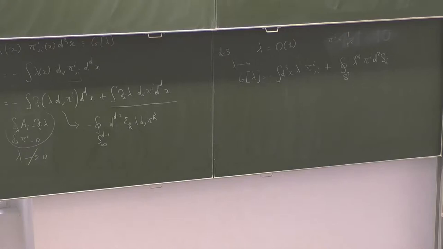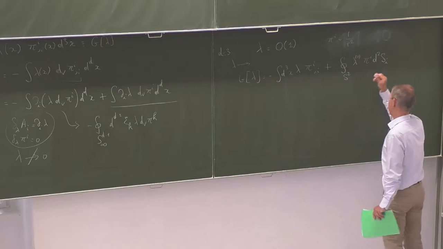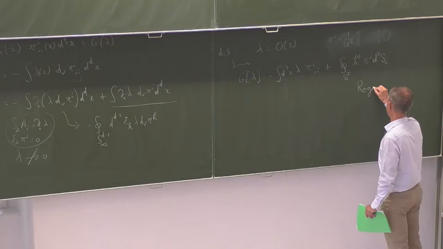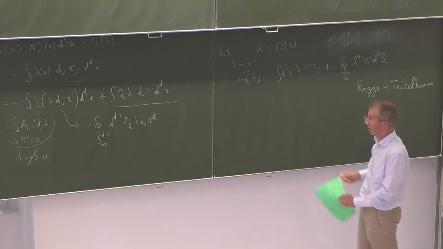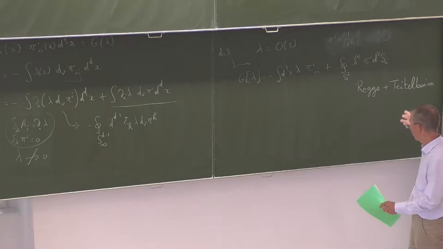Now, the observation that you have to be cautious about surface terms goes back to early work by Regge and Teitelboim. And I just illustrated the general ideas on the particular case of electromagnetism, but they were dealing with gravity; it applies to all gauge systems.